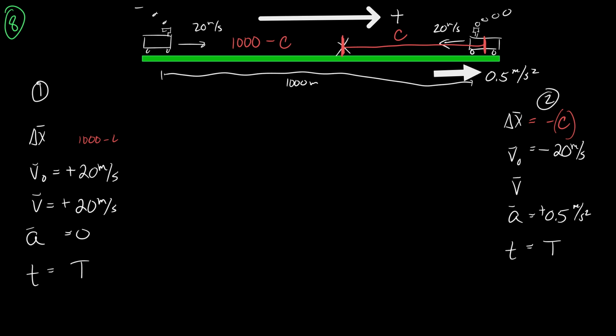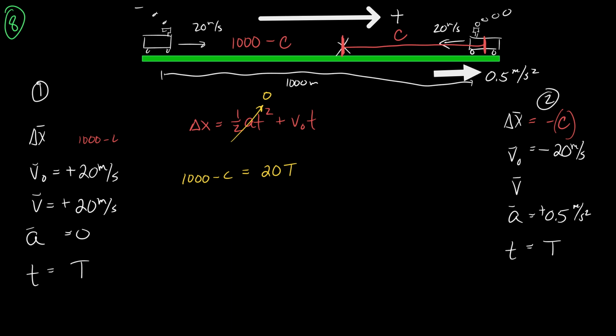If we can do so, we create the conditions for two equations and two unknowns. For example, for train 1, I'm going to use delta x equals 1/2 a t squared plus v naught times t. It's a little overkill because there is no acceleration, but these equations are designed to work with or without a discrete acceleration. Since the acceleration is 0, this whole term goes away. And we're left with delta x, 1,000 minus c, equals v naught, 20, times t, capital T. All good?